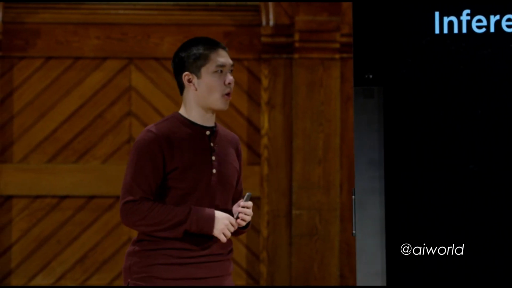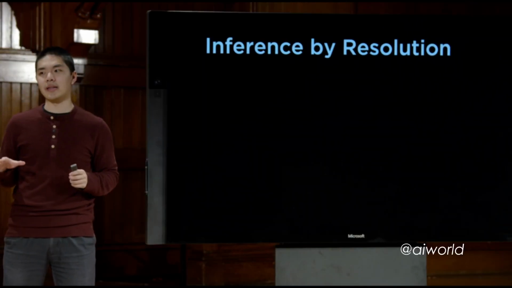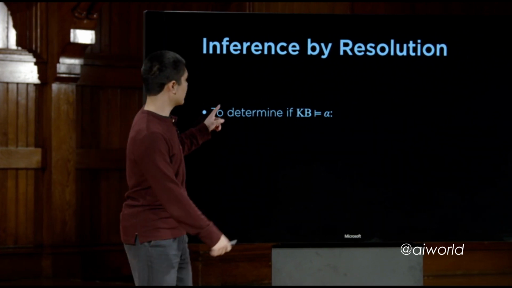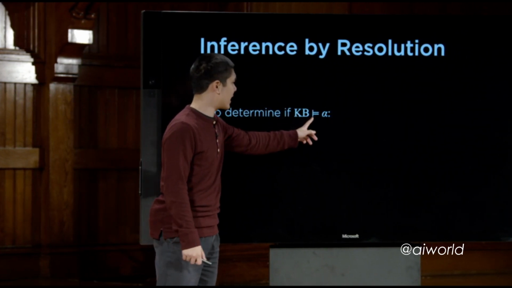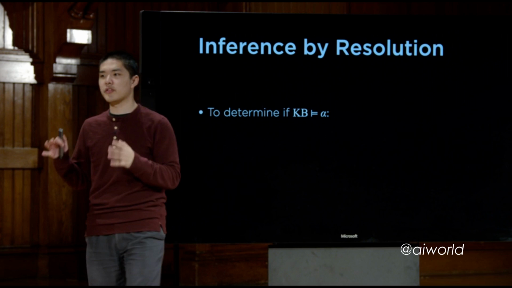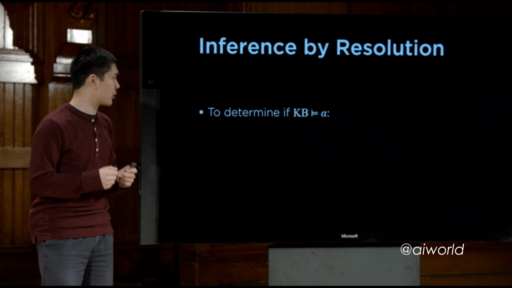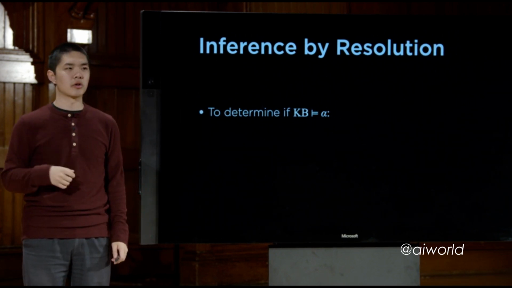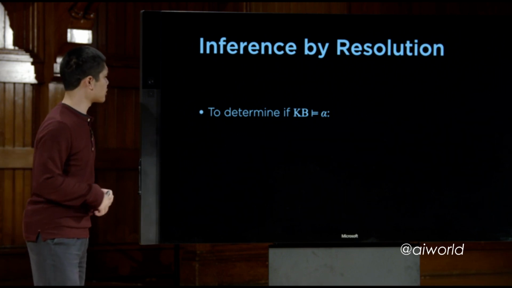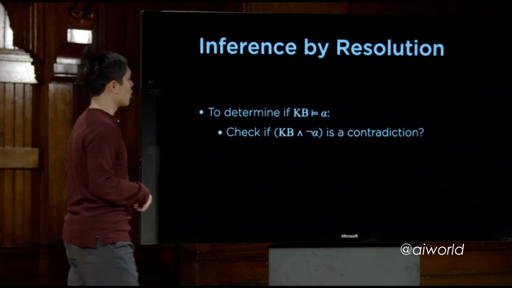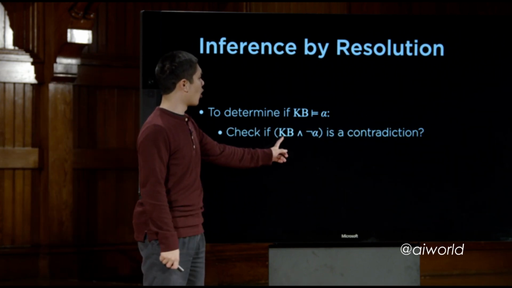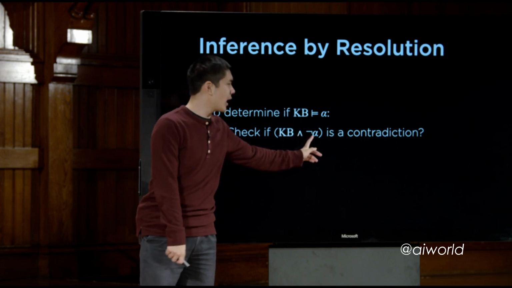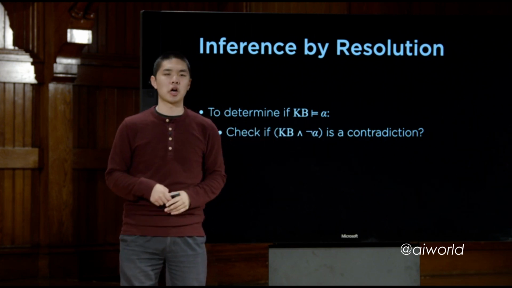Here's how we're going to perform inference by resolution at a very high level. We want to prove that our knowledge base entails some query alpha, that based on the knowledge we have, we can prove conclusively that alpha is going to be true. How are we going to do that? Well, in order to do that, we're going to try to prove that if we know the knowledge and not alpha, that would be a contradiction.